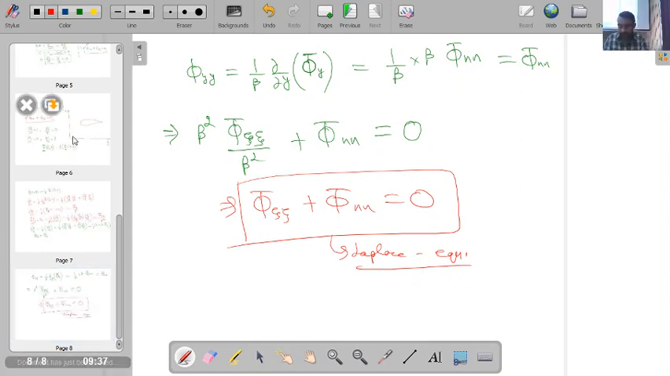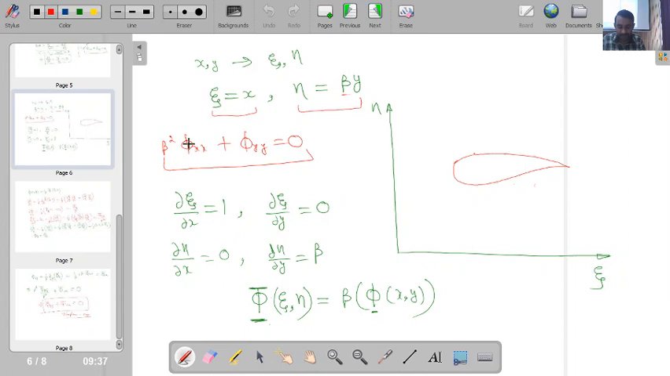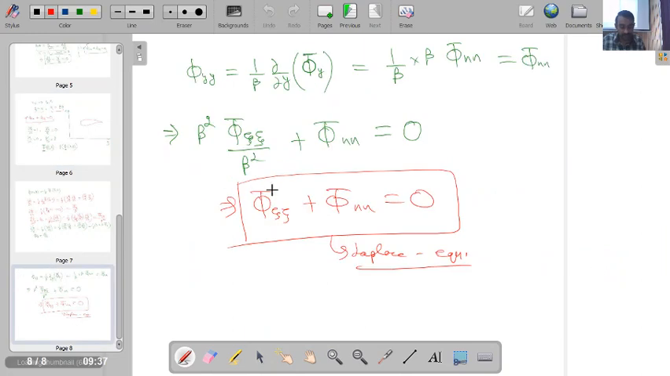So over here I have started with the equation beta square phi xx plus phi yy equal to 0, which was applicable for compressible flow in the xy plane. When I have done some transformations and entered into the zeta eta plane, my equation has taken the form of the Laplace equation. So whatever flow phi xy we have in the xy plane, in the zeta eta plane I have phi bar zeta eta.